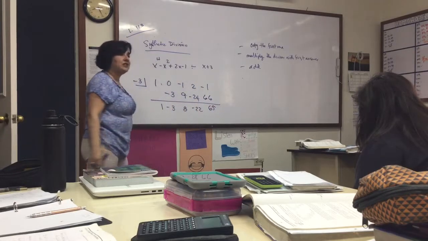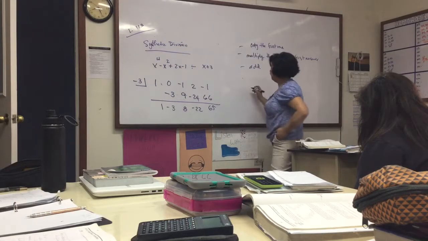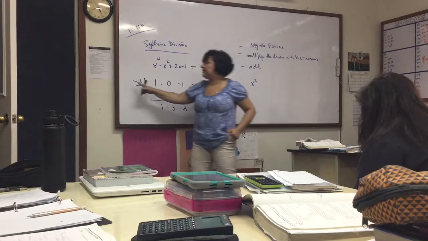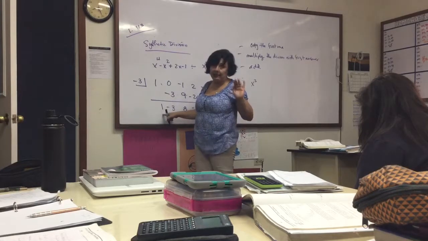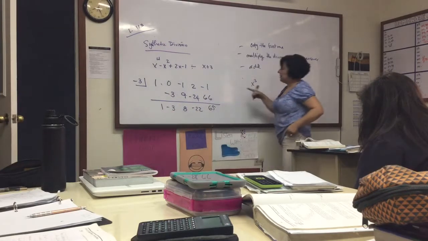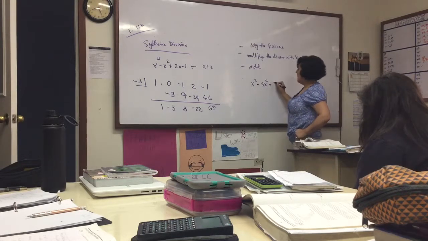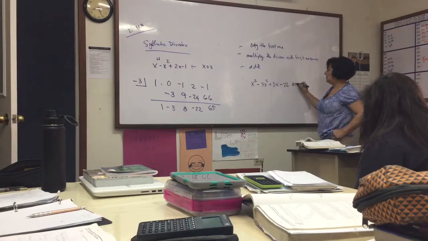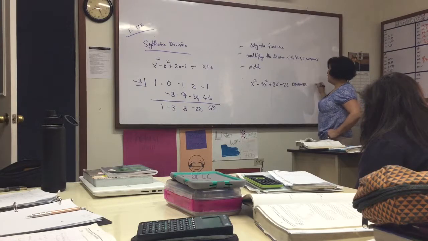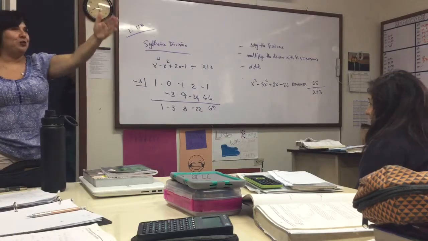Okay. What do you do with this information? Here's the answer. Ready? This would be x cubed, because I know that this represents an x, right? And this was an x to the 4. So whatever's left, it's got to be x to the 3, correct? So my answer is 1x to the 3 minus 3x squared plus 8x minus 22, remainder 65 divided by x plus 3. Ta-da! And it's short. You don't have to do everything you hated.